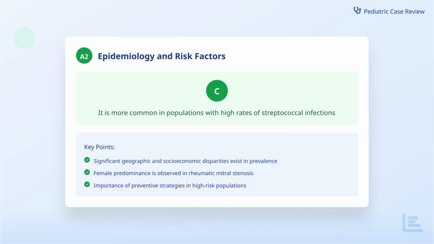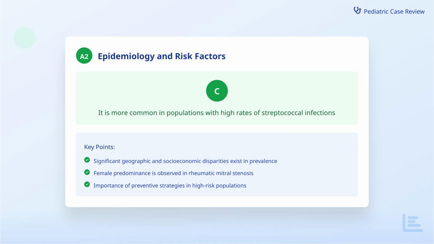The correct answer is C. It is more common in populations with high rates of streptococcal infections. There are significant geographic and socioeconomic disparities in the prevalence of rheumatic heart disease, with higher rates in developing countries and areas with limited access to healthcare.